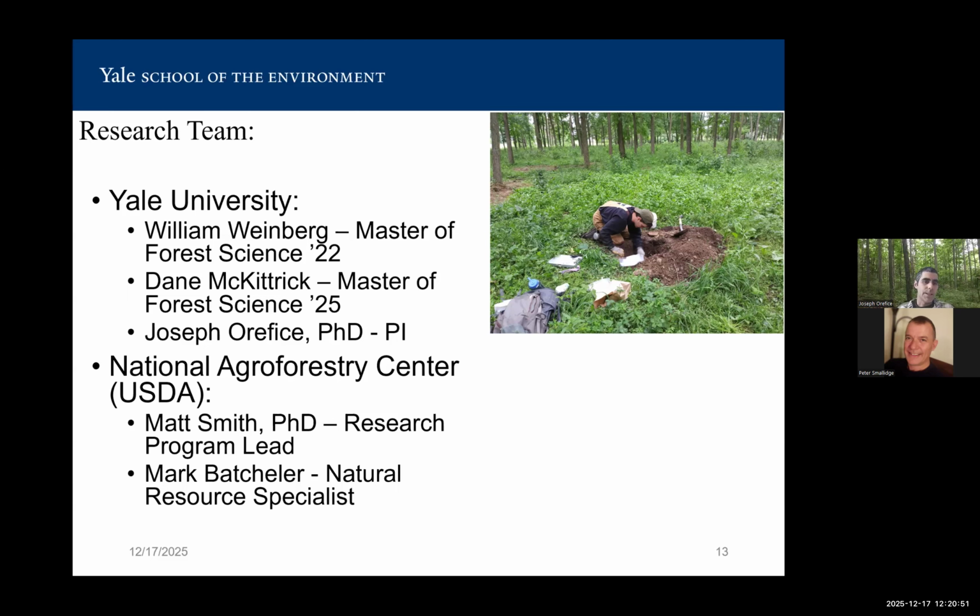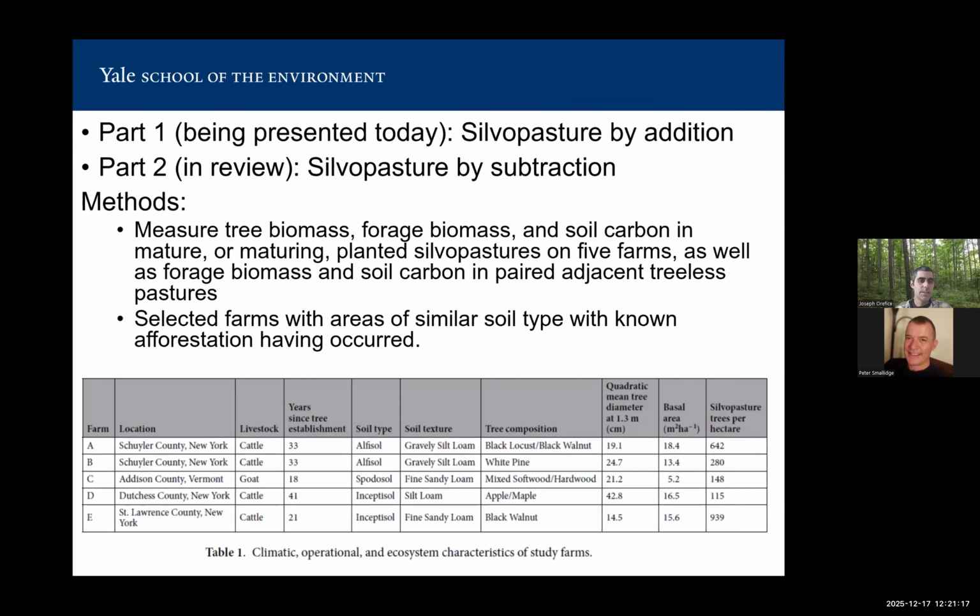I'm on there as the PI of this project, principal investigator, and then from the National Agroforestry Center we had Matt Smith, who's the research program lead there, a really key player in not only funding this project but helping to get it through the finish line. And then Mark Batchelar, who worked with us on the analysis, he's also from National Agroforestry Center, and he was really key in making sure that our analysis was sound as part of this project.